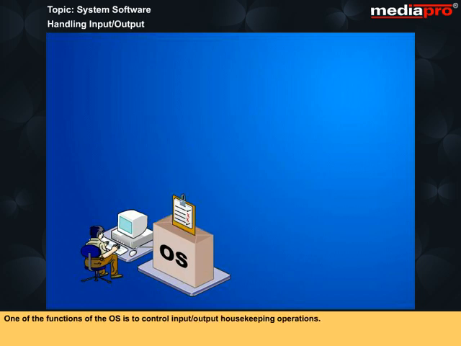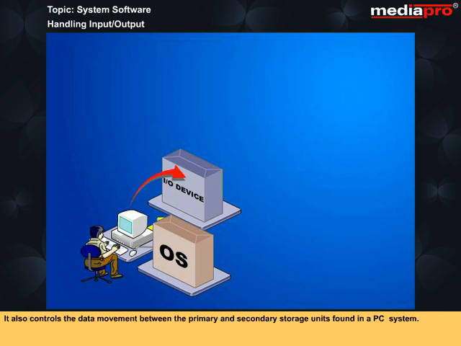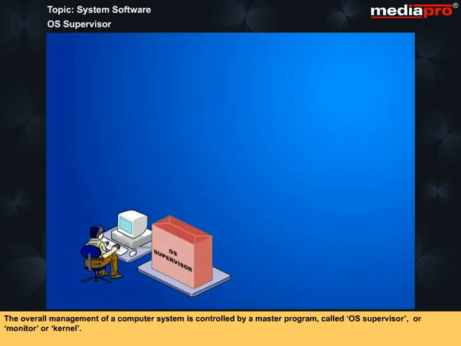One of the functions of the OS is to control input-output housekeeping operations. It monitors the flow of data from the input devices, keyboard, mouse, joystick, scanners, and other input devices, to the processor, as well as from the processor to the output devices, such as monitors and printers. It also controls the data movement between the primary and secondary storage units found in the PC system. The overall management of the computer system is controlled by a master program called OS Supervisor or Monitor or Kernel.